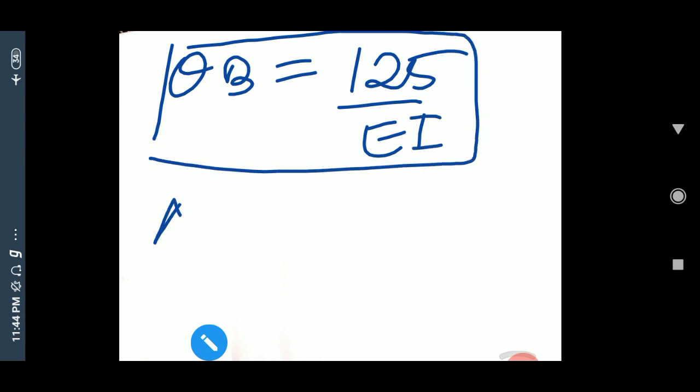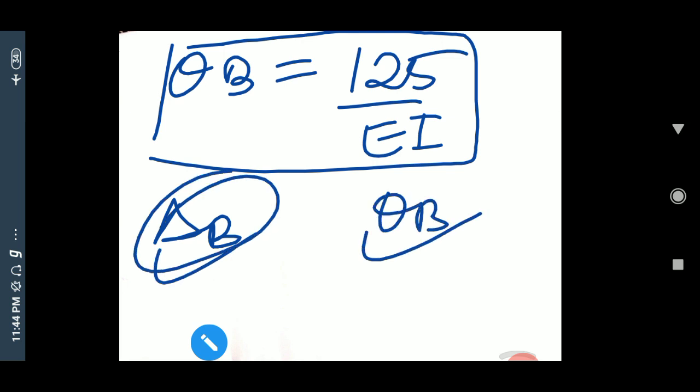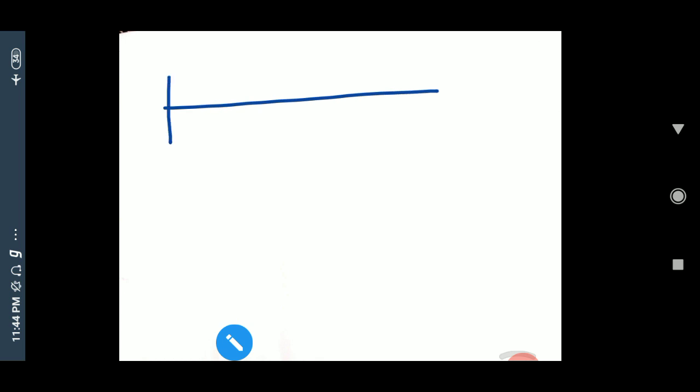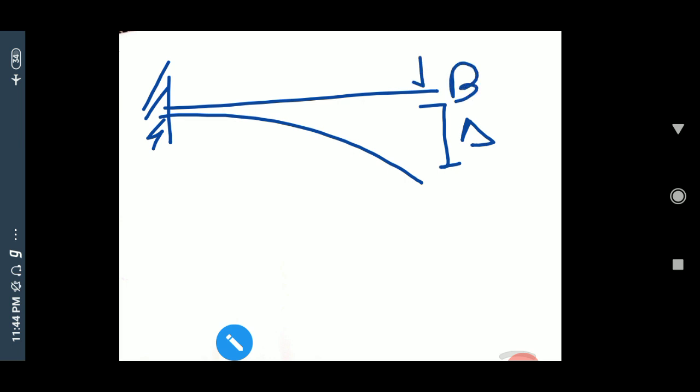So we have obtained the value of deflection at B, and we have obtained the value of slope at B by using the unit load method. So what we did, actually, let us revise. We had to find the deflection at this free end B where the 10 kilonewton load was acting.